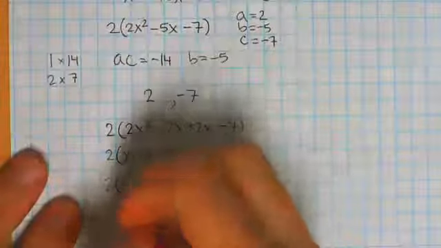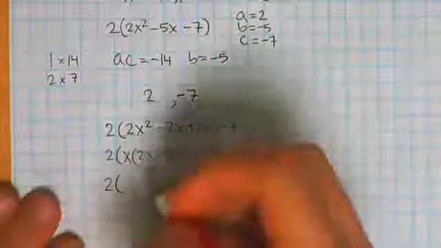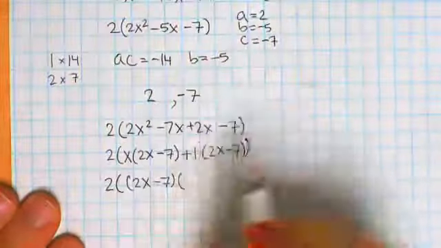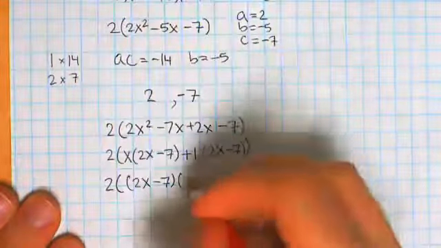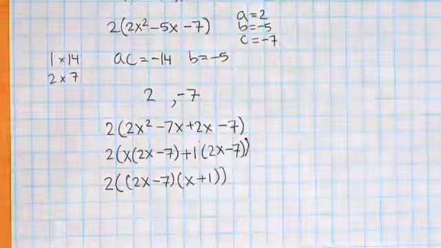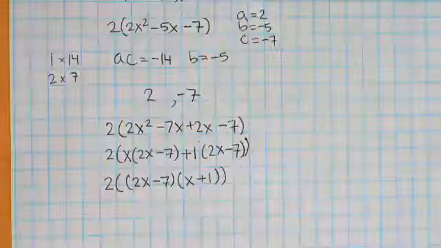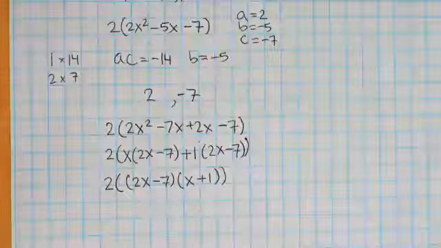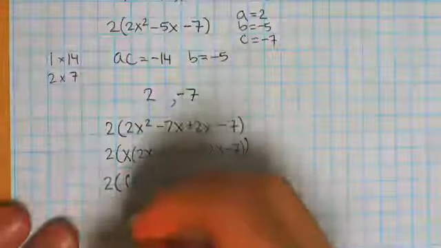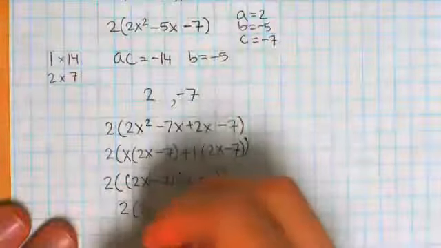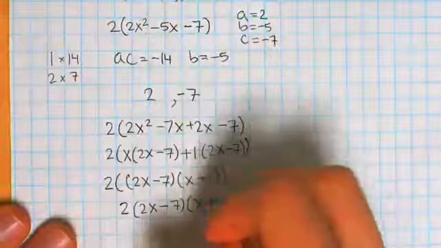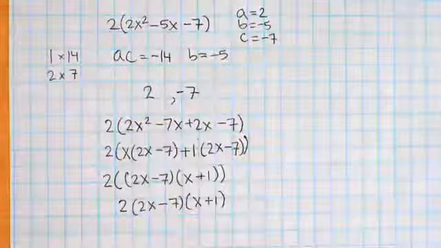So we have our 2 outside of our parentheses. We pull out 2x minus 7. And then our second parentheses is what's left: x plus 1. And with that, we have completely factored this. We have that 2 on the outside, we have the 2x minus 7, and we have the x plus 1. And if you really wanted to, that second set of parentheses is technically unnecessary. If we wanted to be really, really clean about this, we could simply write our answer like this.